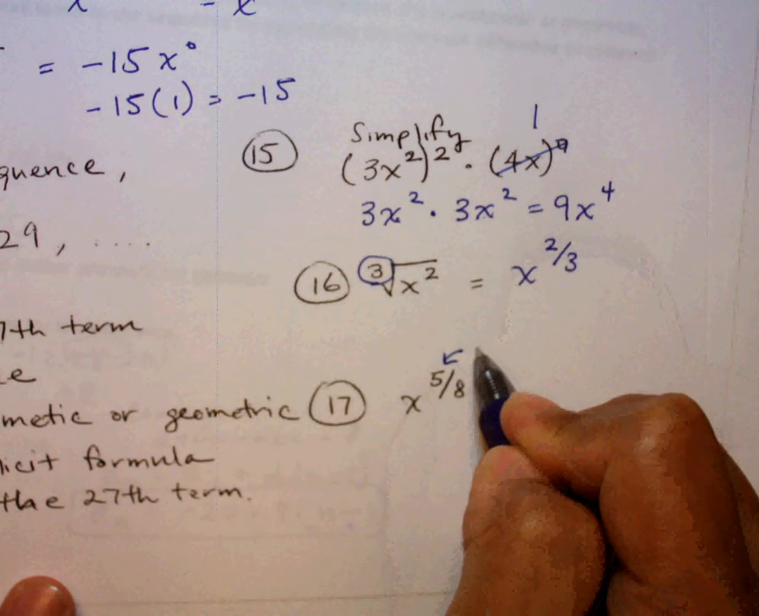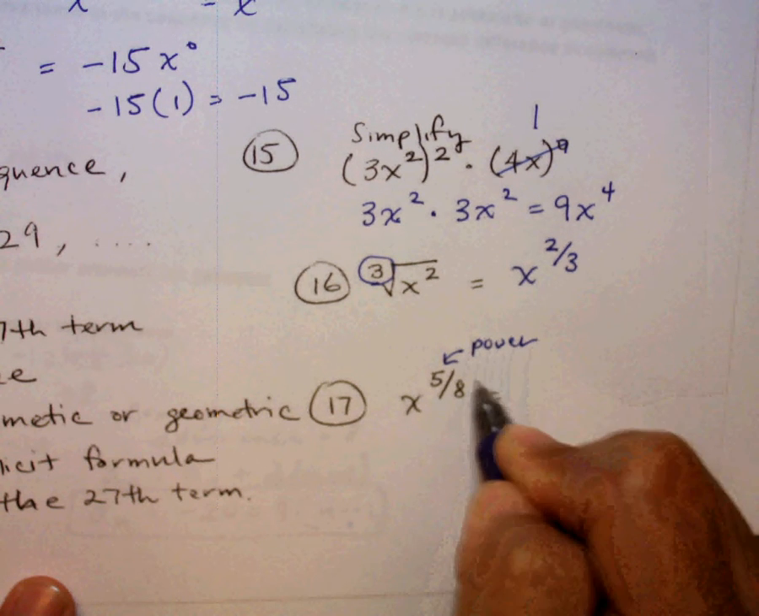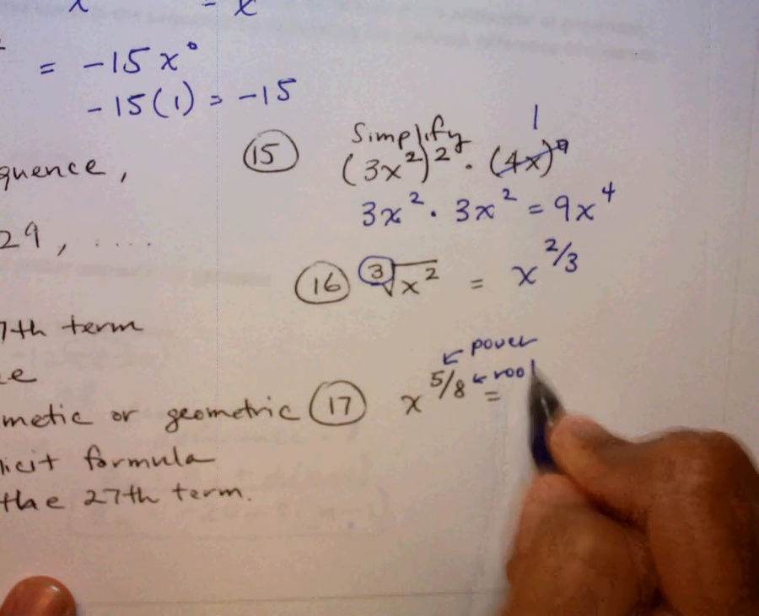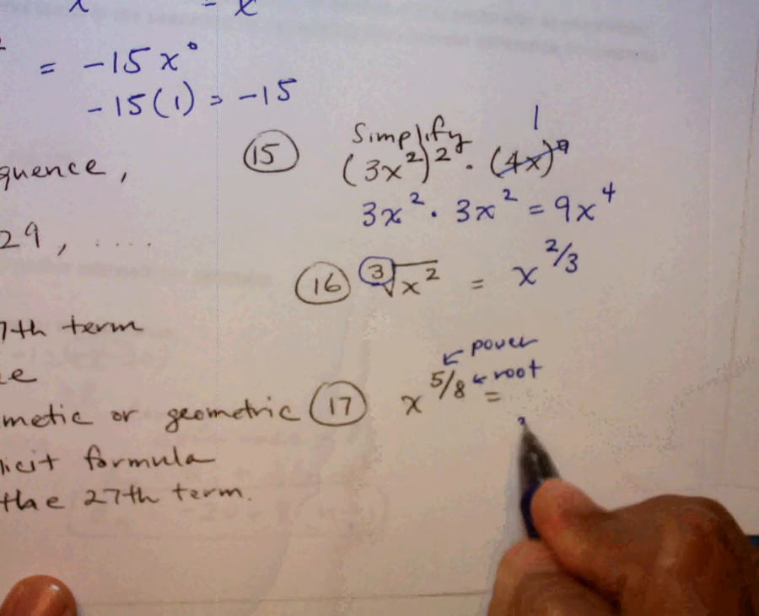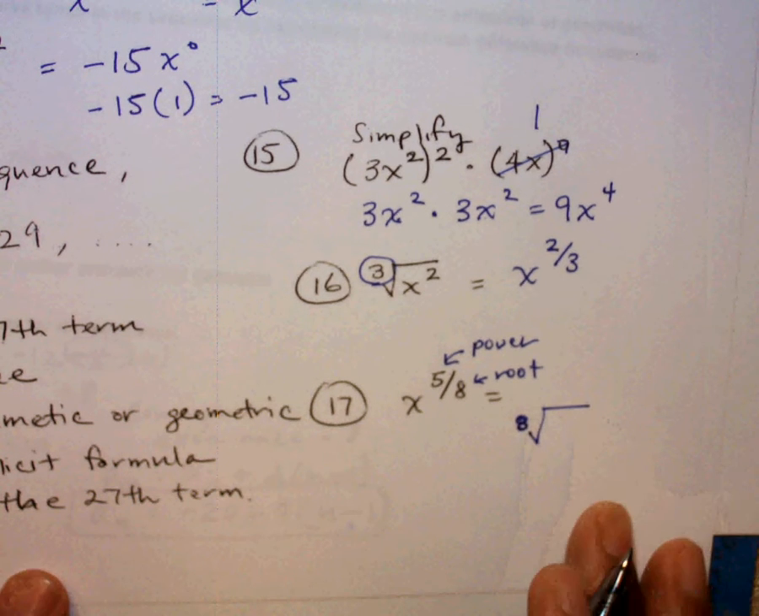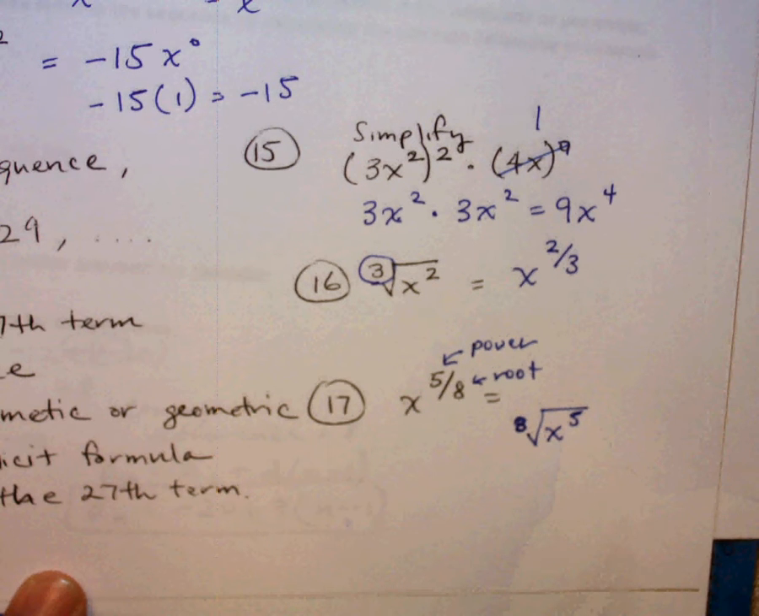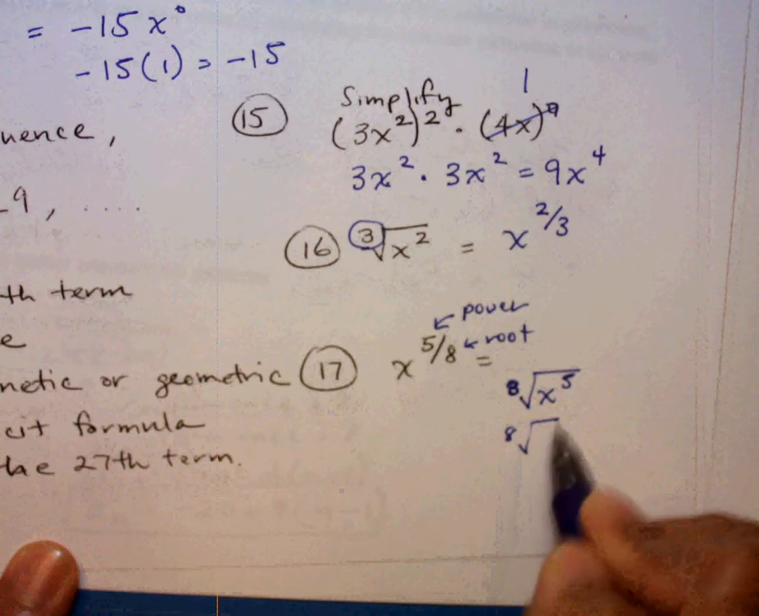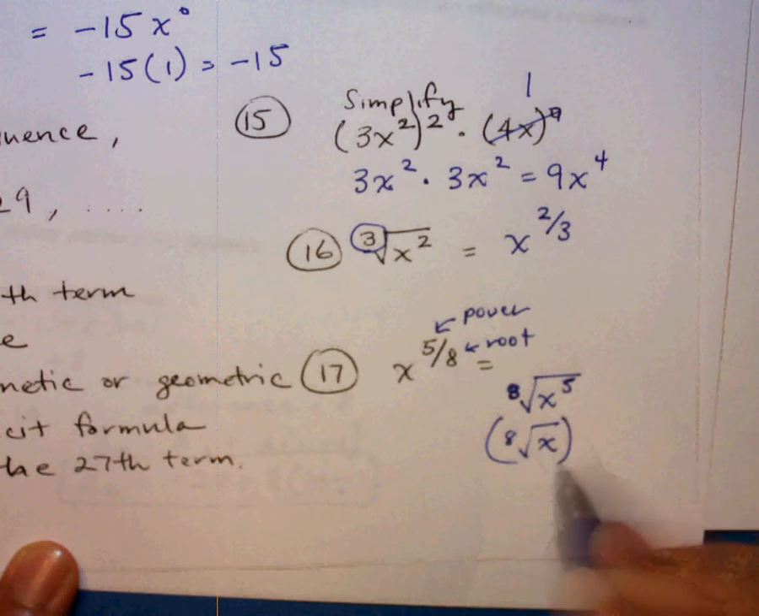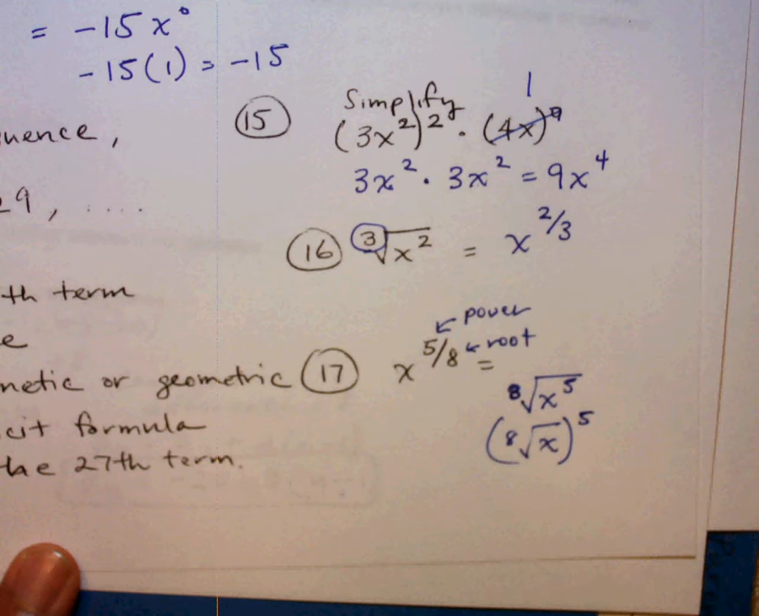This 5 here is my power. This 8 is my root. So the 8 goes outside: the 8th root of what? x to the 5th power. Another way you can write this is the 8th root of x, with the whole thing raised to the 5th power. That is also the same thing.